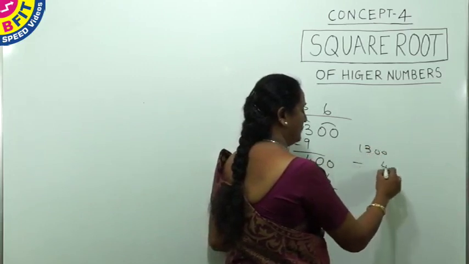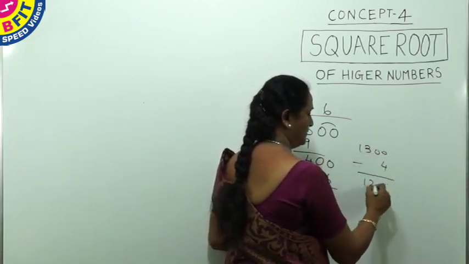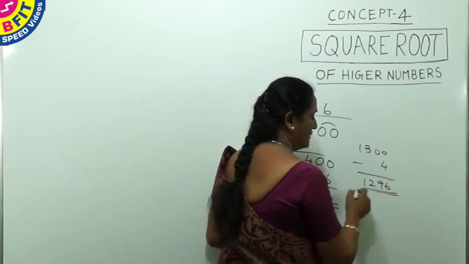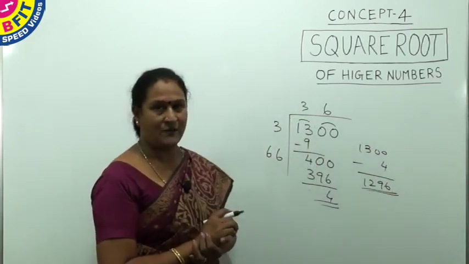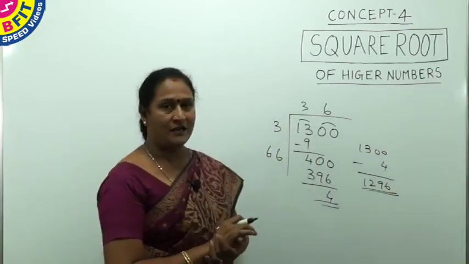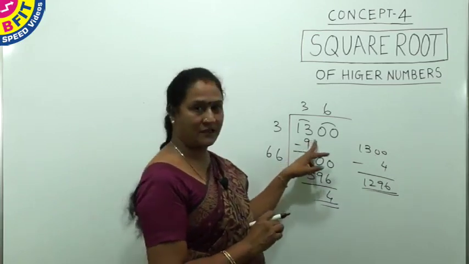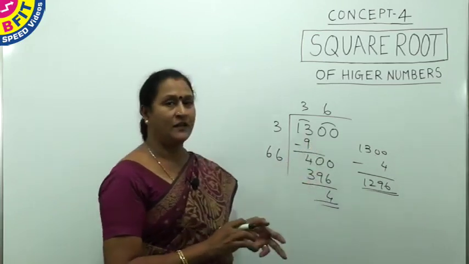So subtracting 4, it is 1296. So 1296 is a perfect square. So we have 4 in excess. 4 has to be subtracted from 1300 to make it a perfect square.